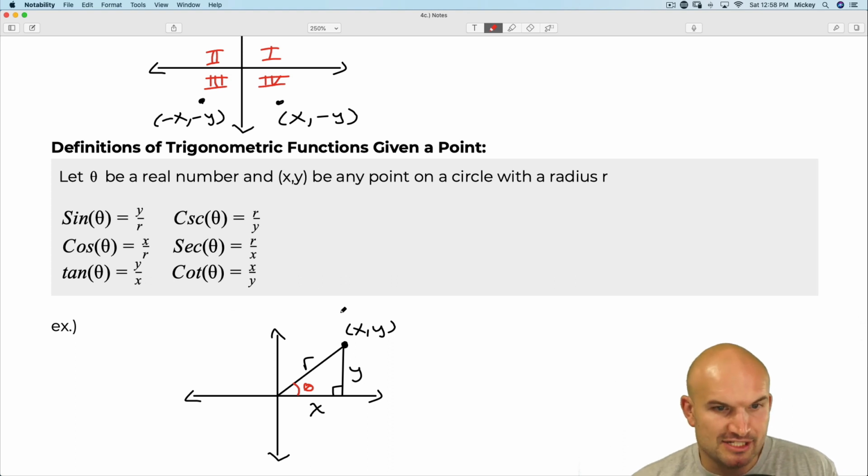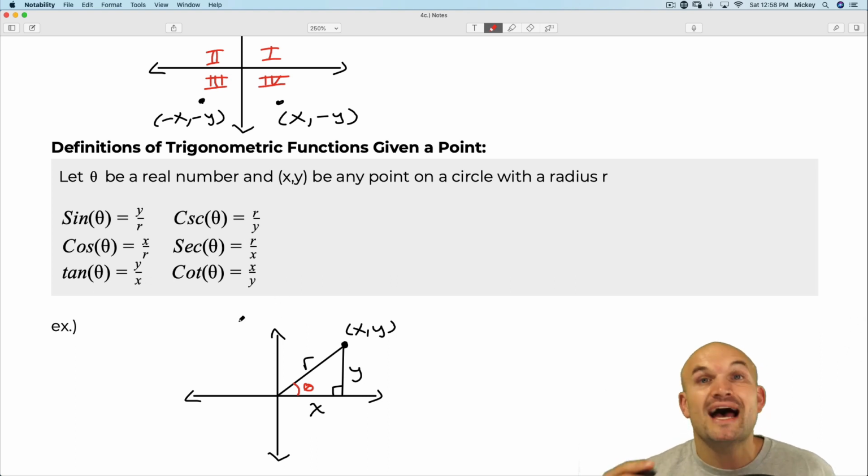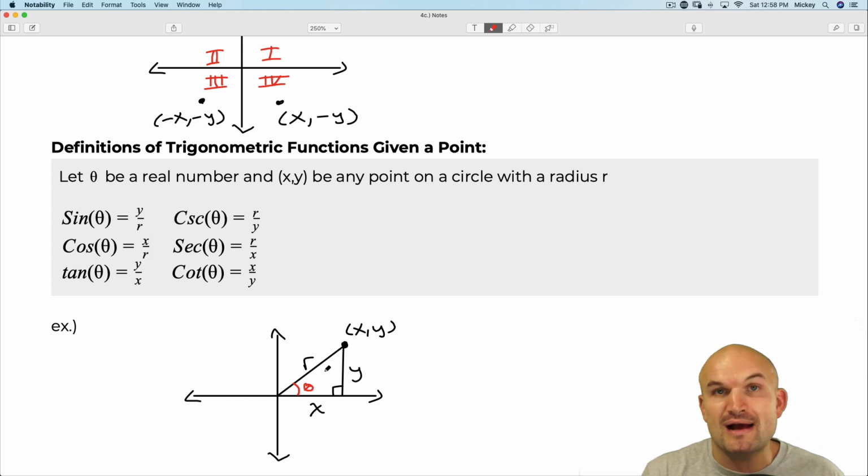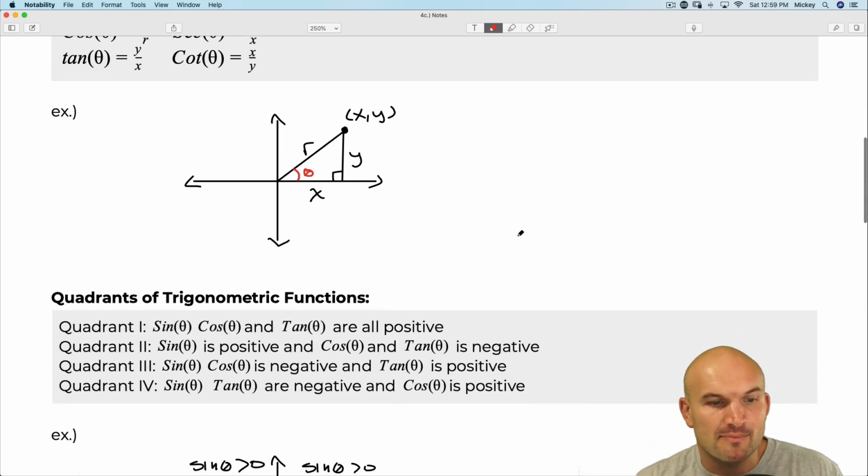The other thing I want to mention is that r is always positive. R represents the hypotenuse, so it's always going to be positive. However, x or y could be positive or negative. It depends on which quadrant your triangle is in. That's one of the things we're going to further investigate throughout this chapter.